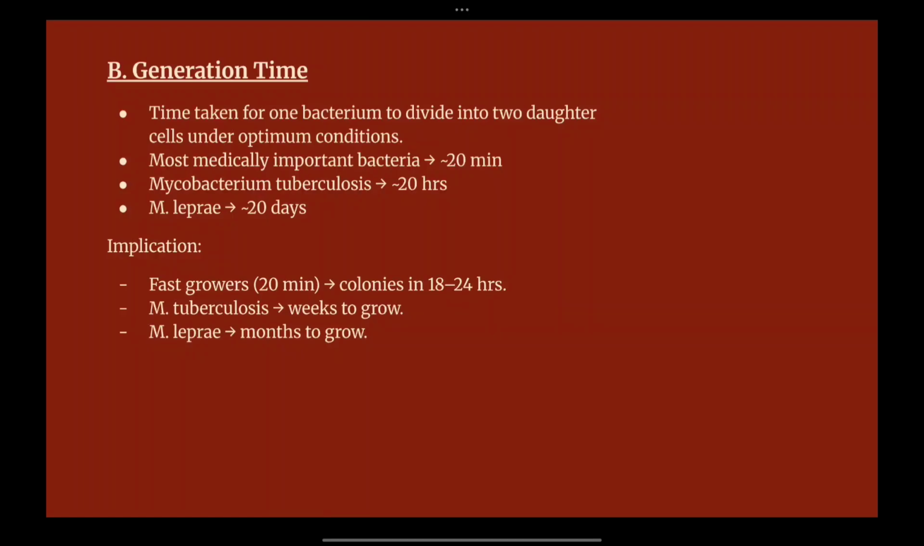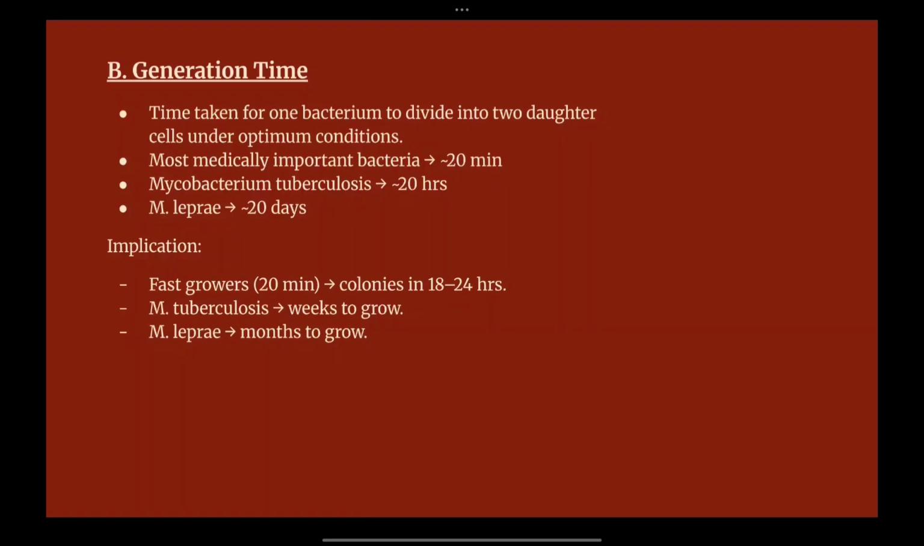Now the implication of generation time is that there are fast growers and slow growers. The fast growers, at approximately 20 minutes, form colonies in just 18 to 24 hours, in just one day. But Mycobacterium tuberculosis takes weeks to grow as colonies, and Mycobacterium leprae can take months to grow as a colony. I'll show you an image of the colonies. Colonies are a group of bacterial growth on a culture medium.